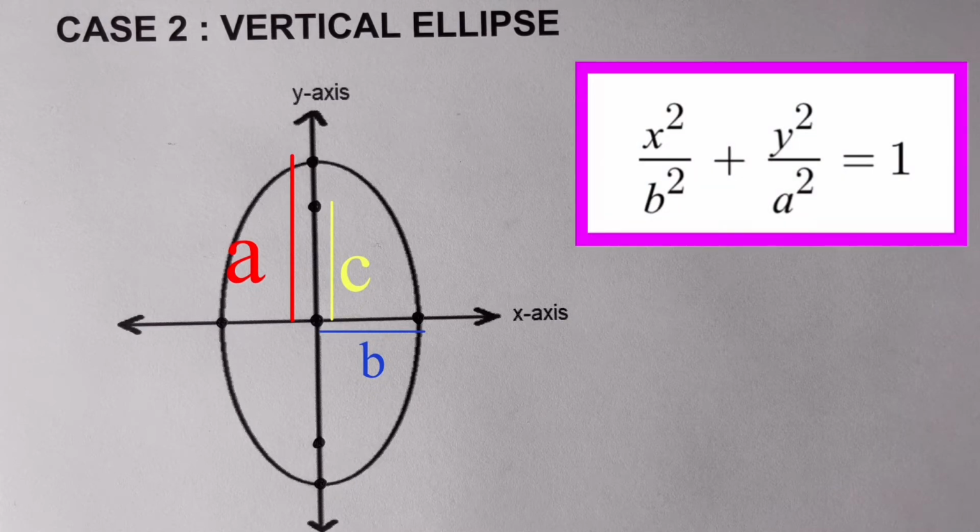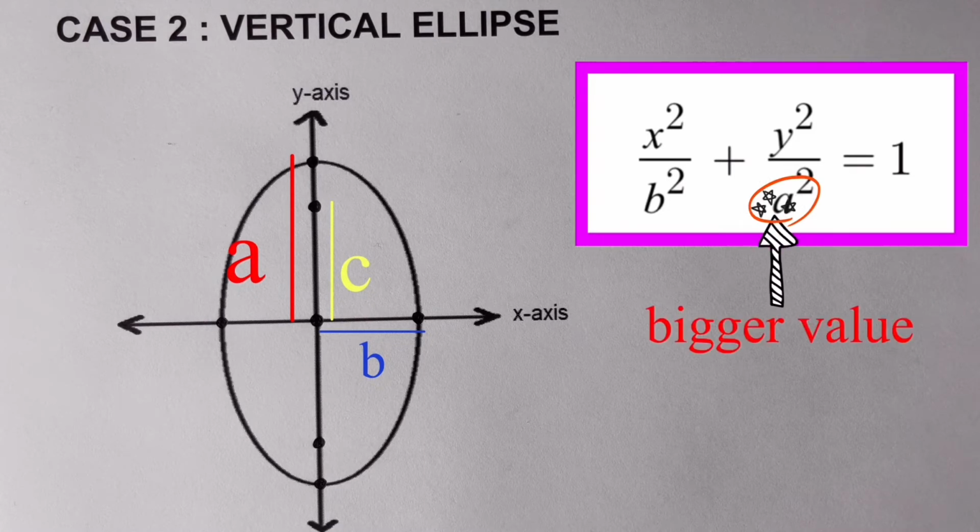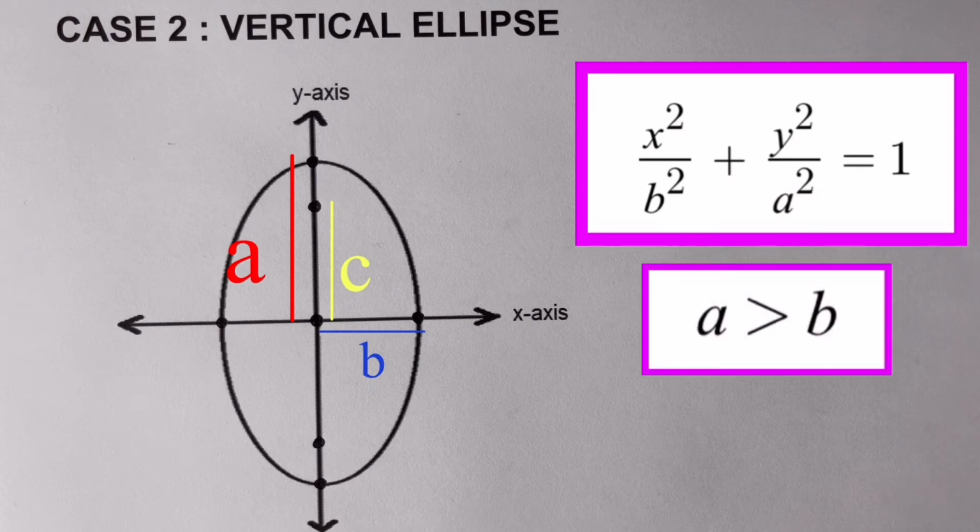squared over b squared plus y squared over a squared is equal to 1. Now, notice that our a squared is under the y squared. This means that if the denominator under the y squared is bigger than the denominator under the x squared, we are able to get a vertical ellipse. And we also remember that again, our A is always greater than B.